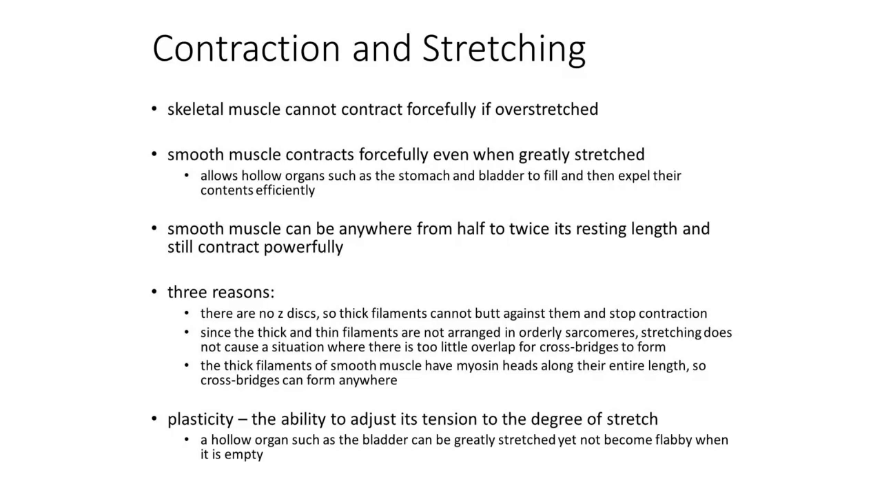And there are 3 reasons for this. First, there are no Z-discs, so the thick filaments cannot butt up against them and therefore stop the contraction. Second, since the thick and thin filaments are not arranged in orderly sarcomeres, stretching does not cause a situation where there is too little overlap for the cross bridges to form. And thirdly, the thick filaments of smooth muscle have myosin heads along their entire length, so the cross bridges can form anywhere.